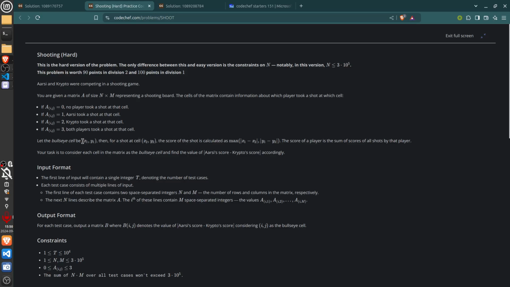The score is calculated by taking two pairs of coordinates and then taking the max of the differences between the x and the y. And the score of the player is the sum of all scores shot by that player. So then you want to take ARC score minus Crypto score accordingly.